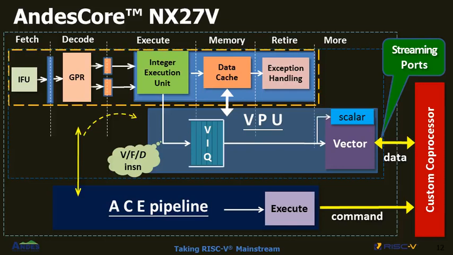You can see that both pipelines are connected through a vector instruction queue, abbreviated as VIQ, and a bidirectional data path for data movement between these two pipelines. There is also a custom instruction pipeline that can communicate with a custom coprocessor. And we also have a streaming port that gets data from the custom coprocessor.